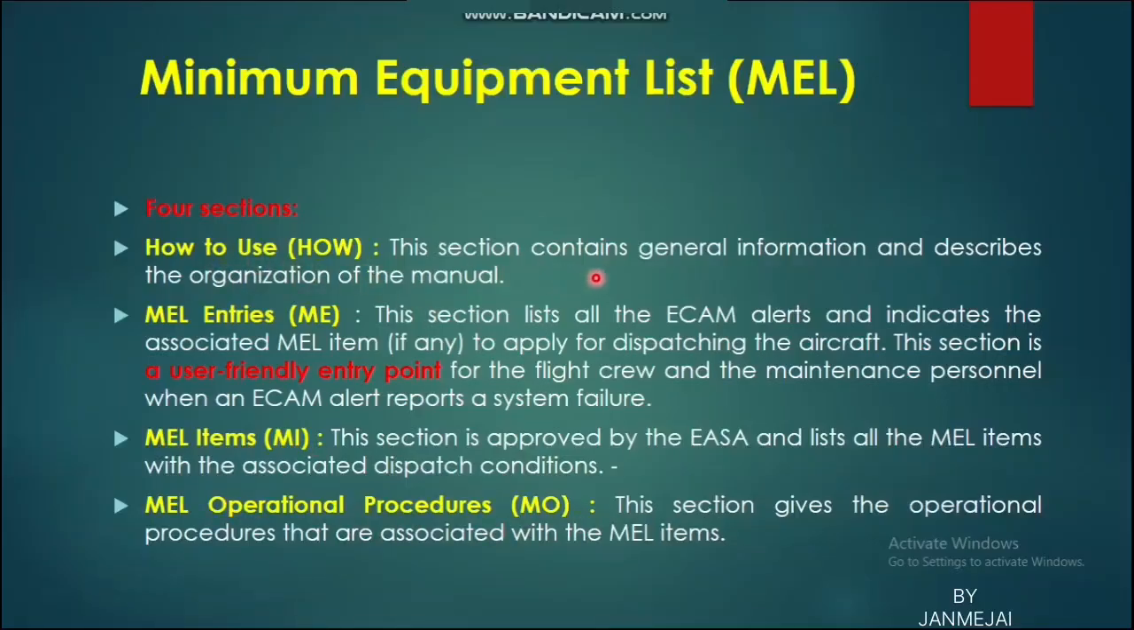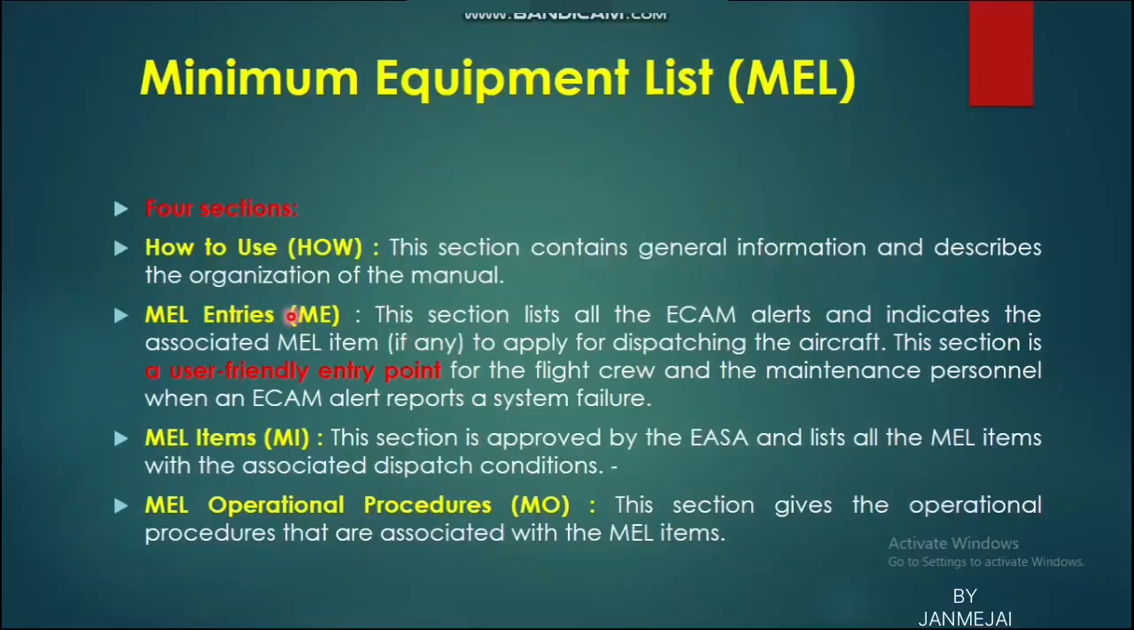How to use this? This section contains general information and describes the organization of the manual. So you will have general information in this. Then if you go to the MEL entries, this section lists all the ECOM alerts and indicates the associated MEL item, if any, to apply for dispatching the aircraft. This section is a user-friendly entry point for the flight crew and maintenance personnel when the ECOM alert reports a system failure.